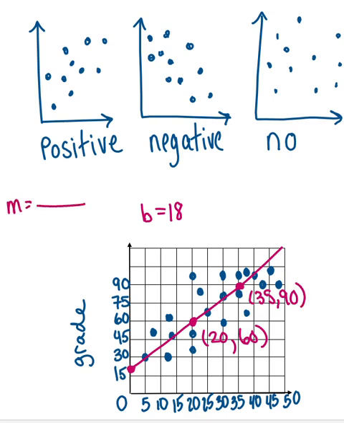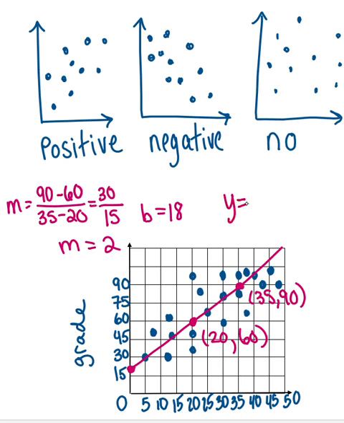So slope is the change in y over the change in x. So 90 minus 60 over 35 minus 20. 90 minus 60 is 30. 35 minus 20 is 15. So my slope here is 2. And then to write my line of best fit would be y equals mx plus b. So here I have y equals 2x plus 18, where x is the minutes studying for the test, and y is the grade received.